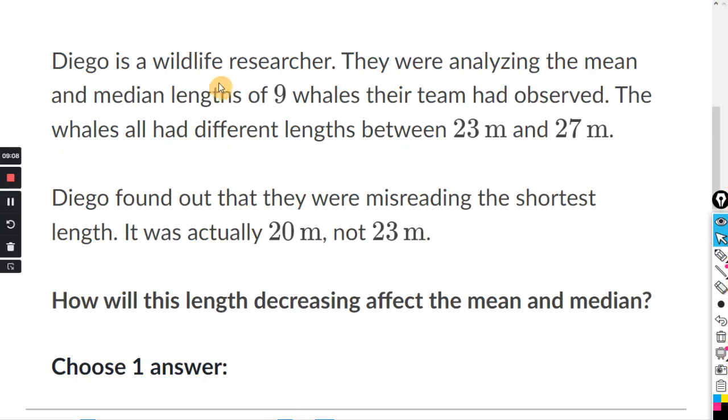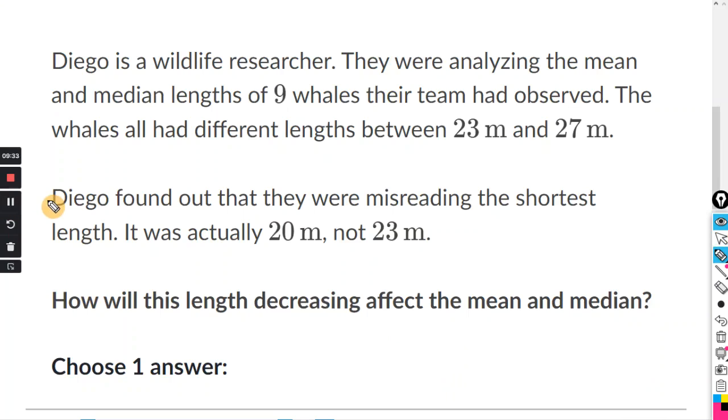All right, Diego is a wildlife researcher. They were analyzing the mean and median lengths of 9 whales their team had observed. The whales had different lengths between 23 and 27 meters. Diego found out they were misreading the shortest length. It was actually 20, not 23. How will this length decreasing affect the mean and the median?